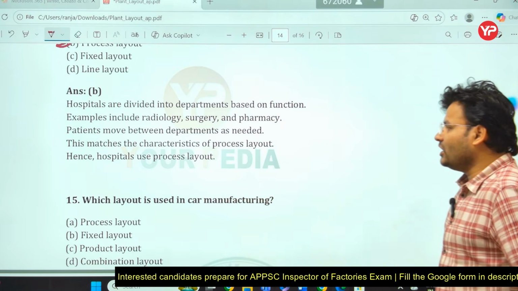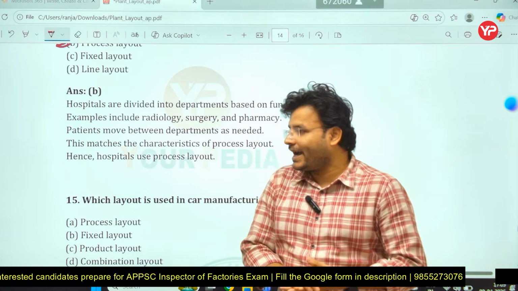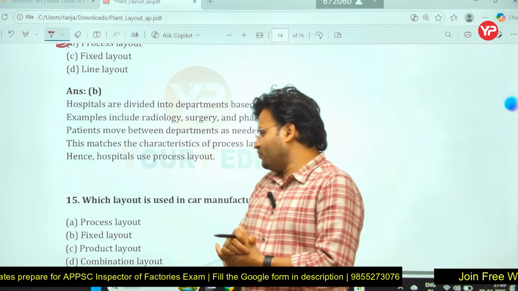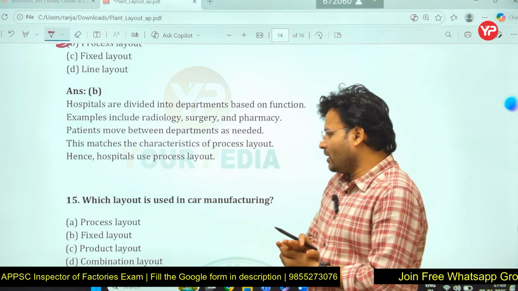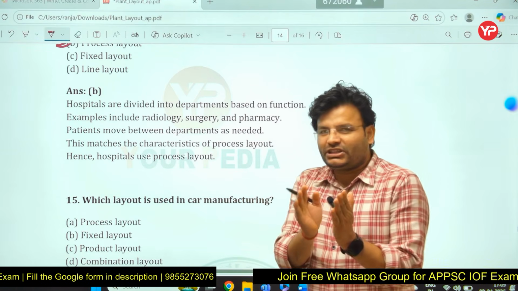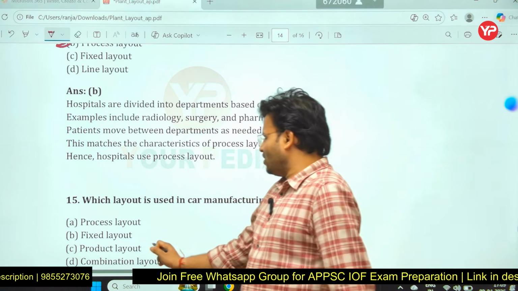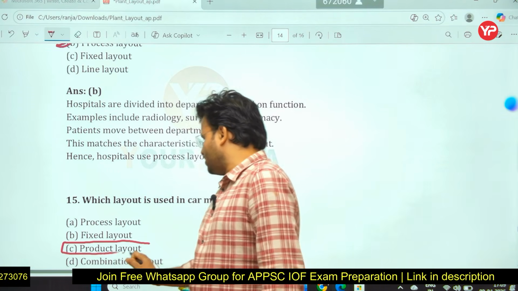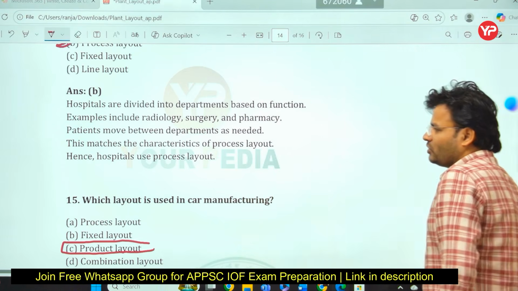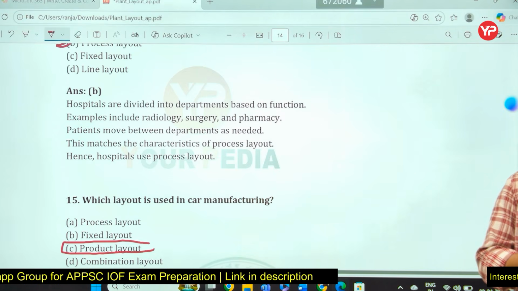Question 15: Which layout is used in car manufacturing? Process layout, fixed layout, product layout or combination layout? When you talk about car manufacturing, they follow the line, they work on a line, so it will be the product layout. C is the right answer, product layout. So 15 will be the product layout.